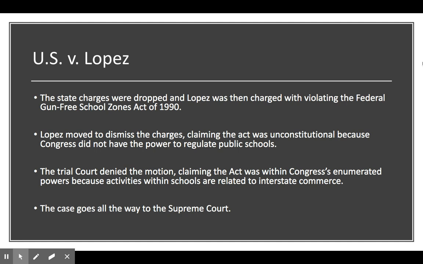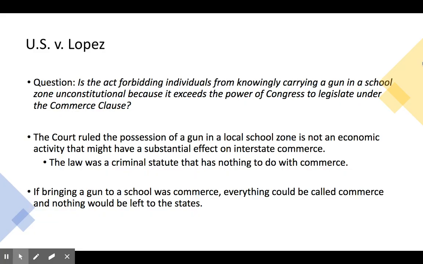Now the case is going to go all the way to the Supreme Court. And the question that the court is going to have to answer is: is the act forbidding individuals from knowingly carrying a gun in a school zone, the Gun-Free School Zones Act, unconstitutional because it exceeds the power of Congress to legislate under the Commerce Clause? So the question is, does the federal government have the authority to regulate firearms through the Gun-Free School Zones Act within the states under the Commerce Clause? So is this a power of Congress?